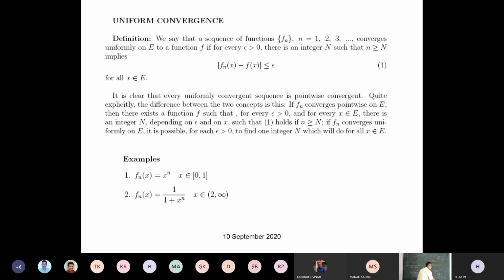Okay, and this one, can you see? I mean, this is visible, or I should go up? No, sir. This is not visible. No, sir. Not visible. I'll go up. Okay, sorry.